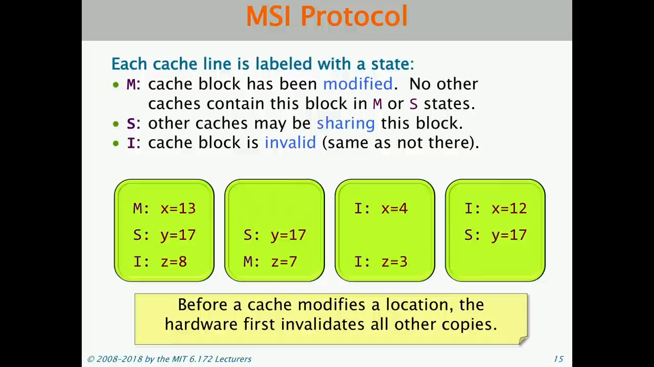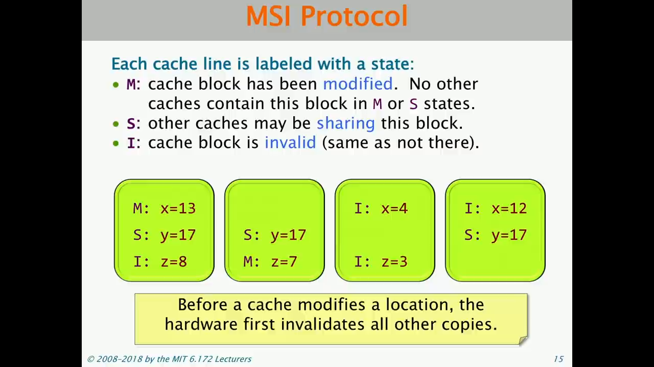And to solve the problem of cache coherency, when one cache modifies a location, it has to inform all the other caches that their values are now stale because this cache modified the value. So it's going to invalidate all of the other copies of that cache line in other caches by changing their state from S to I.